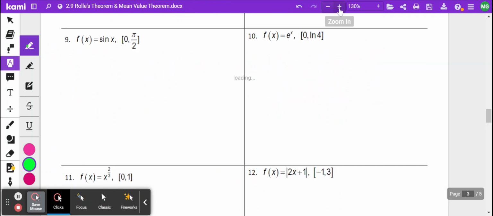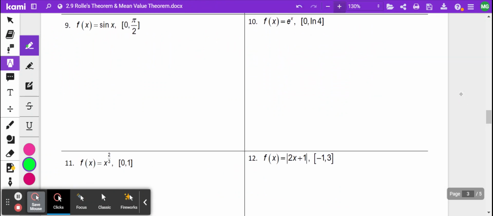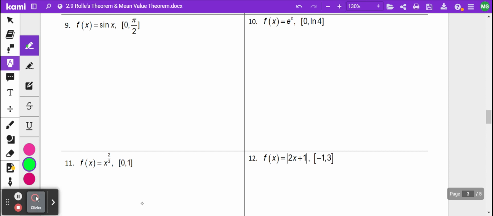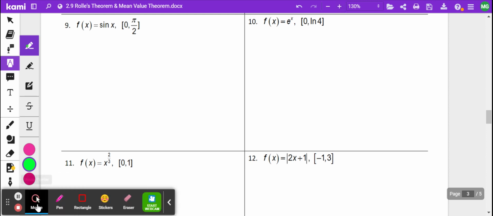Okay, so let's take a look at what we have. So we have a function, sine of x. Okay, so we know how to do this. We're going to go ahead and take, is it continuous? Yeah, because the sine curve is continuous from 0 to pi over 2, of course. And is it differentiable? Yeah, it doesn't have any cusp or corner or anything like that.